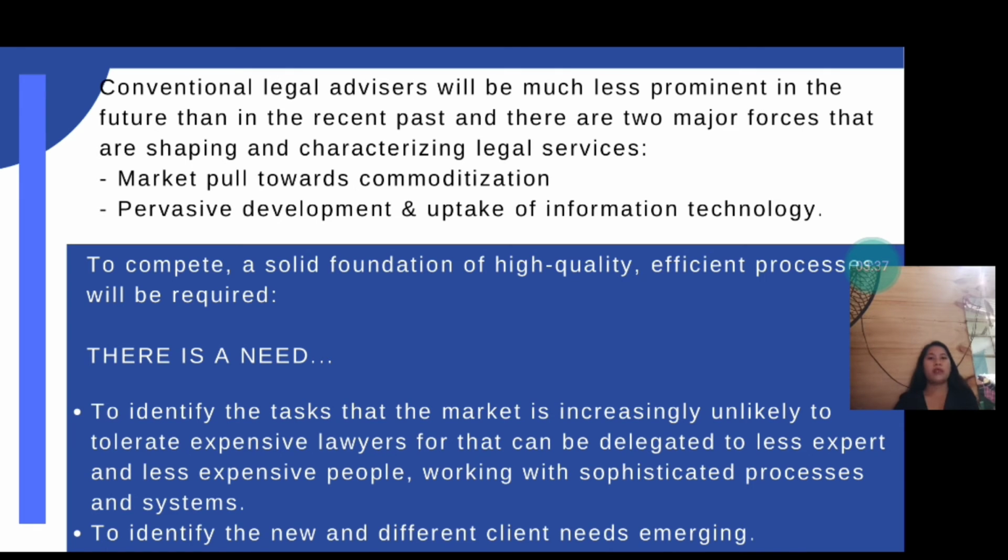Second is to identify the new and different client needs emerging. So, dapat atong i-identify atong task sa market kung asa ang naga-increase. And we should identify nga unsa ang bag-o and different client needs.